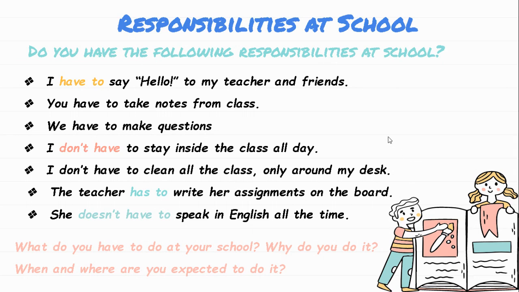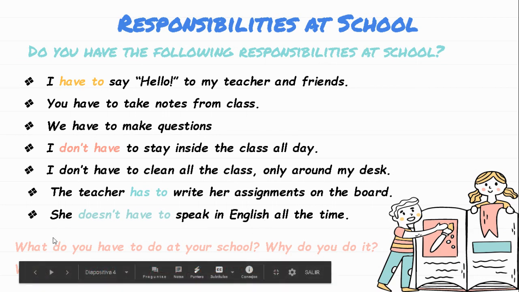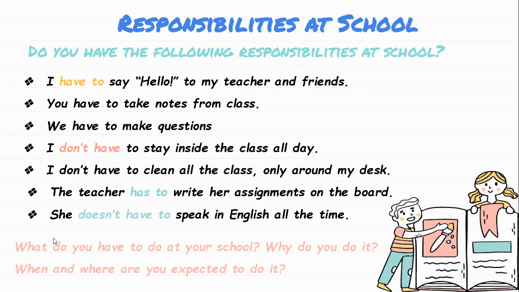Now, if you noticed, aside from affirmative and negative sentences, I made a yes-no question. Do you have the following responsibilities at home? You can say yes, I do, or no, I don't, right? And I added information questions. What do you have to do at your school? Well, I have to, and you say what you have to do, right? Why do you do it? Well, I have to clean my area because I want to have a nice space where I can study, right? When and where are you expected to do it, right?